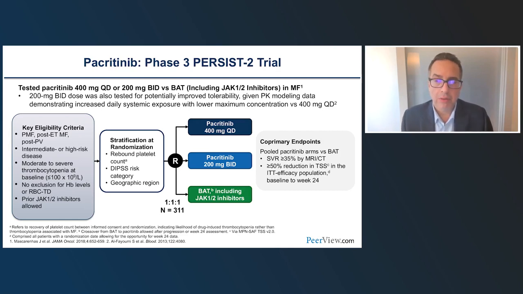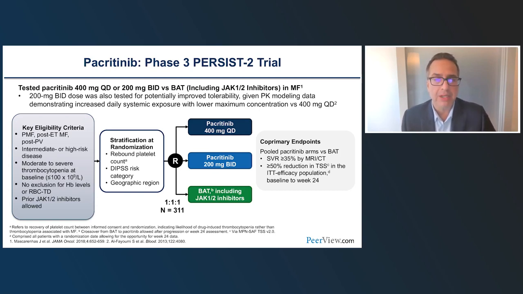So our option pacritinib is based off of two phase 3 studies. Here I'm showing you the pivotal PERSIST-2 study. This was patients who had intermediate or high-risk myelofibrosis and who had, by definition, a cytopenic myelofibrosis phenotype, so platelet count less than 100,000. They could have seen a JAK inhibitor previously, and almost half of them did.